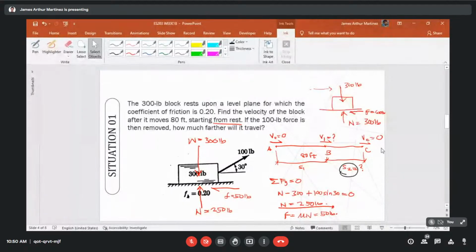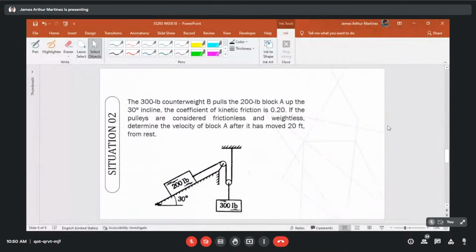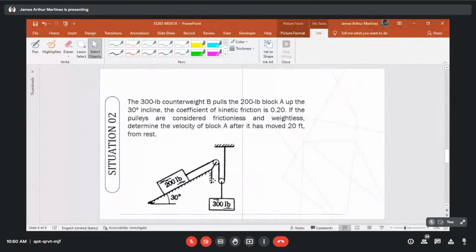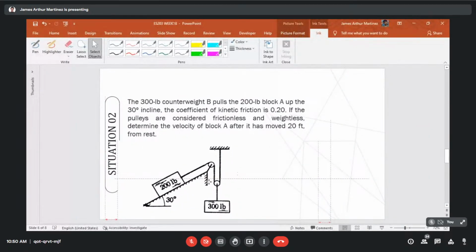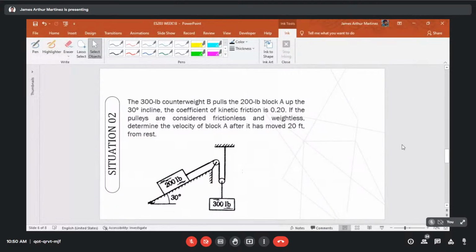Let's solve sample problem number 2. I think the figure is familiar to you, since this is from our previous lecture, an example from week 13 or week 15. So we have here the 300-pound counterweight B pulls the 200-pound block A up the 30 degrees incline. The coefficient of kinetic friction is 0.20. If the pulleys are considered frictionless and weightless, determine the velocity of block A after it has moved 20 feet from rest.